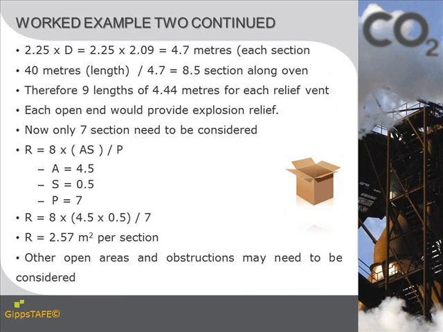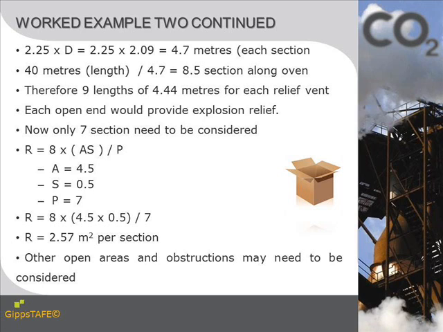Because this example is not considered cubic or near cubic, we must divide it into sections. Therefore D equals 2.25 times 2.09, which equals 4.7 metres per section. The complete length of the oven is 40 metres. We divide it by 4.7. Therefore there's 8.5 sections of the oven. We must round that up to 9 sections or lengths along the oven, which is 4.44 metres in length.